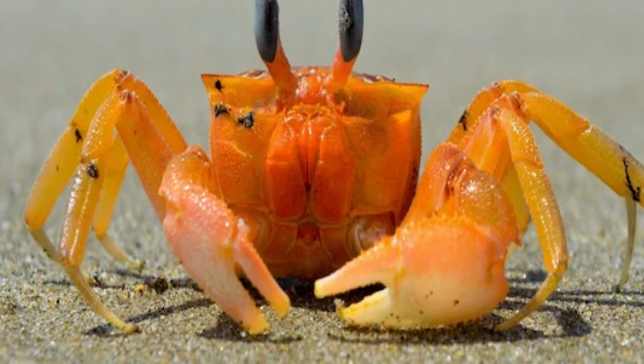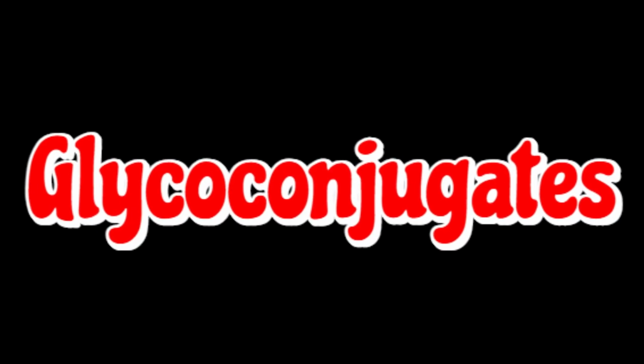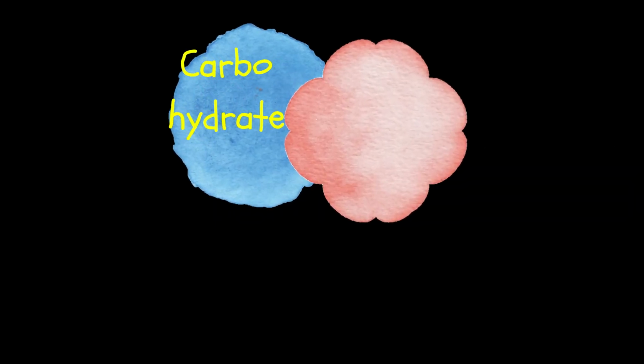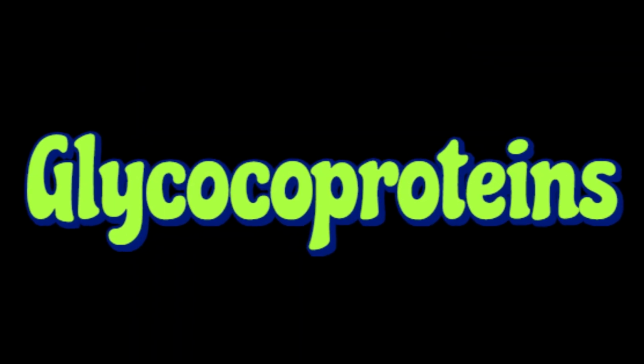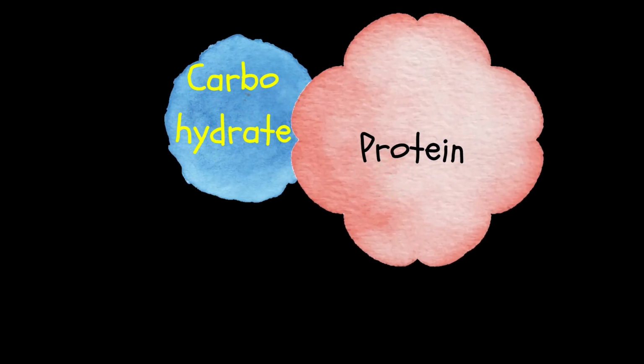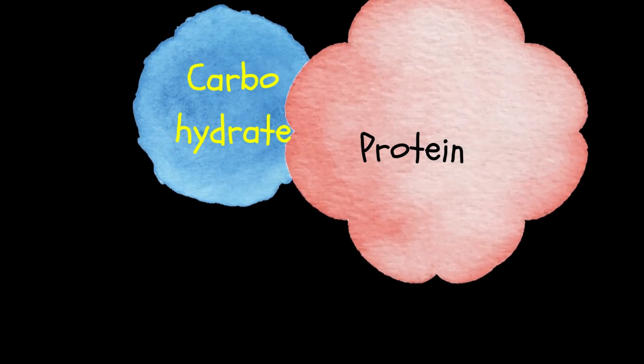Now, for an extra layer of complexity and importance, glycoconjugates. These are carbohydrates that team up with other biomolecules like proteins and lipids. There are three main types. Glycoproteins, if the protein part is bigger than the carbohydrate part. These are super important for cell recognition and communication, basically, how cells talk to each other.